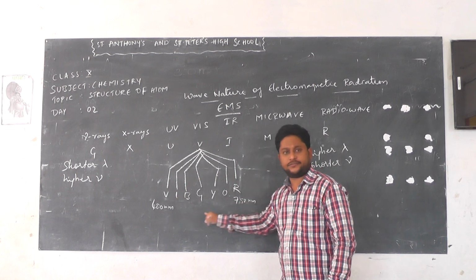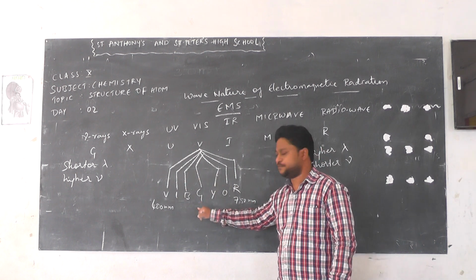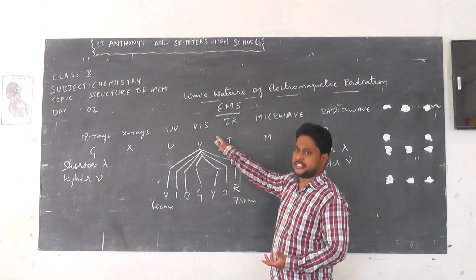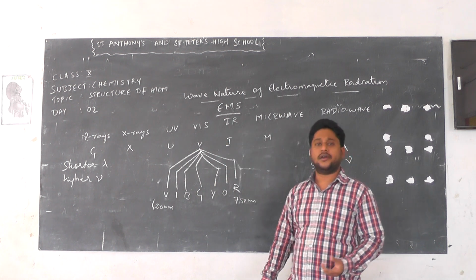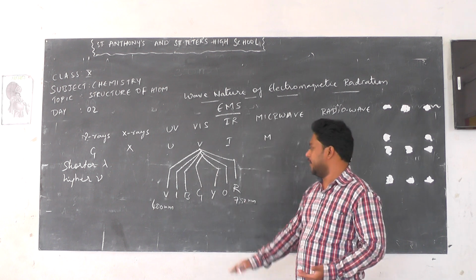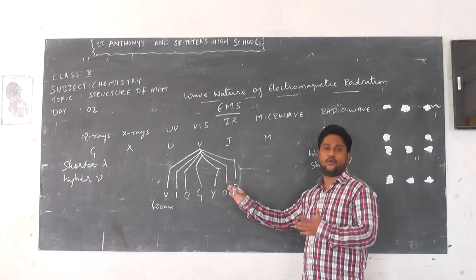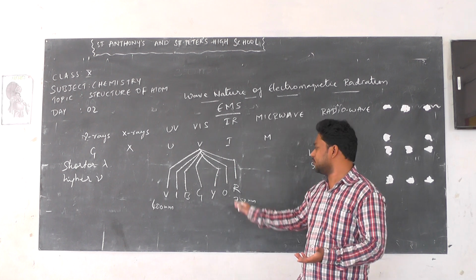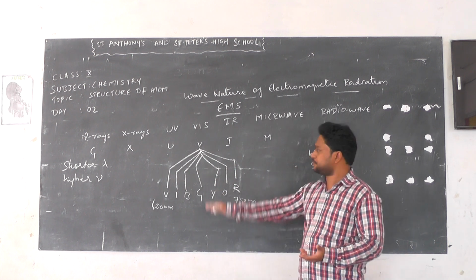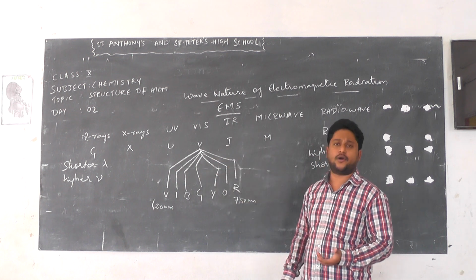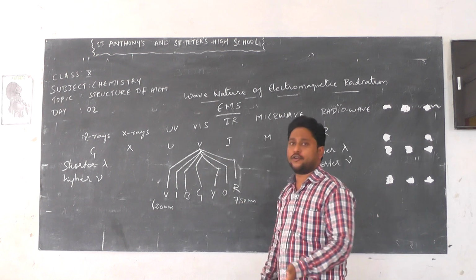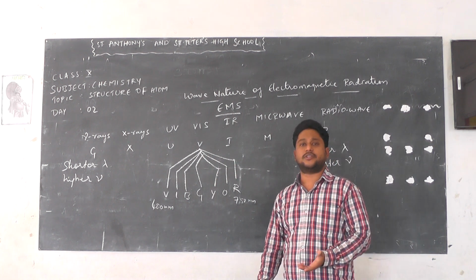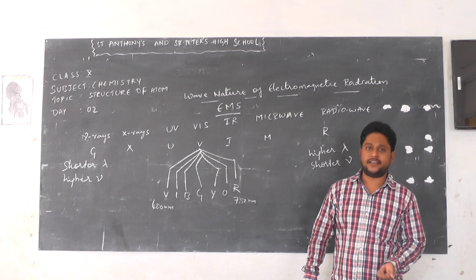A group of waves with a different wavelength is called what? Spectrum. So it is visible, hence we are calling it what? Visible spectra. What are the colors? Violet, indigo, blue, green, yellow, orange, red, that we are able to see. They are called visible spectra. Gamma rays, X-rays, ultraviolet, infrared, microwave and radio waves, we are unable to see them. They are not visible to the naked eye because of their wavelengths.